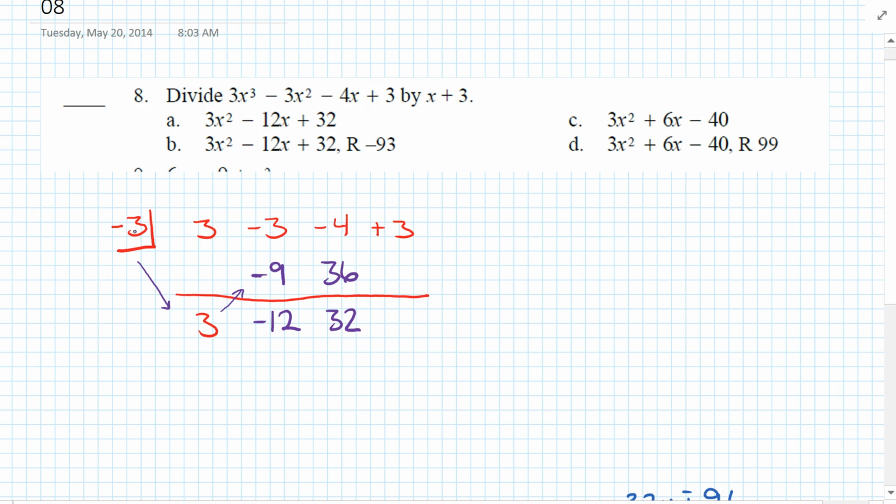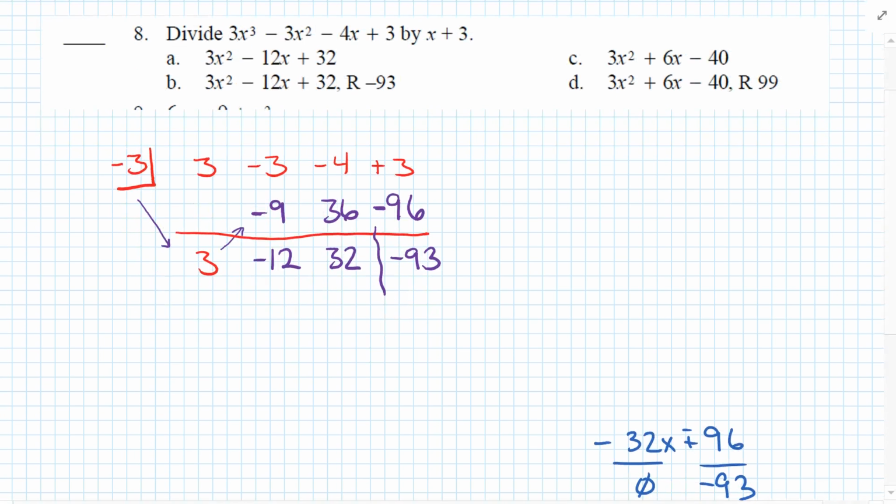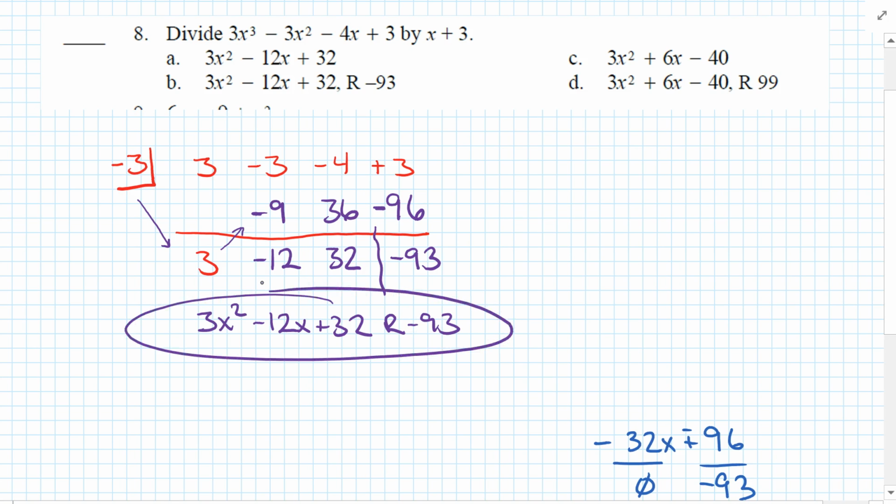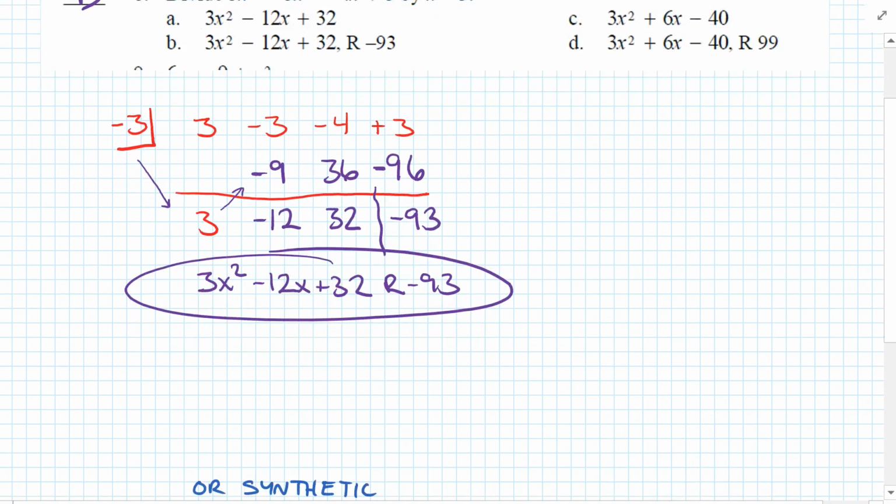Negative 3 times 32 is negative 96. 3 plus negative 96 is negative 93. That is going to be our remainder. So we'd rewrite this as 3x squared minus 12x plus 32 with the remainder of negative 93. Answer is B. Now, if you want to do long division, we can.